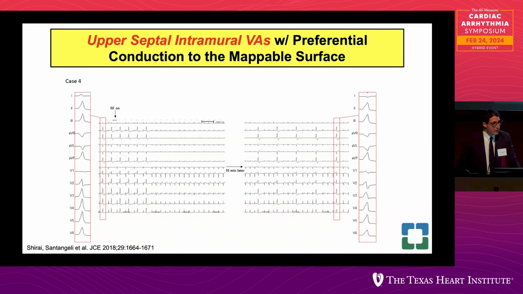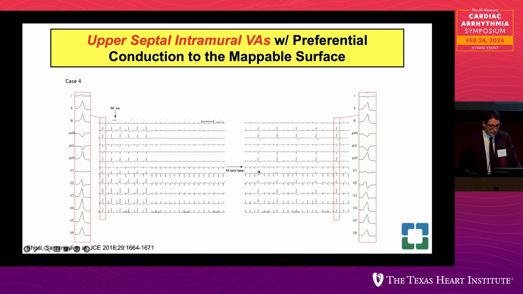So some arrhythmias may be intramural with earliest activation on one side of the septum. As soon as you ablate that side, it's going to exit on the opposite side. And this is something that we looked at. This was a series of cases that we put together. Again, these are cases of intramural arrhythmias. When we ablate, we have termination with ablation.